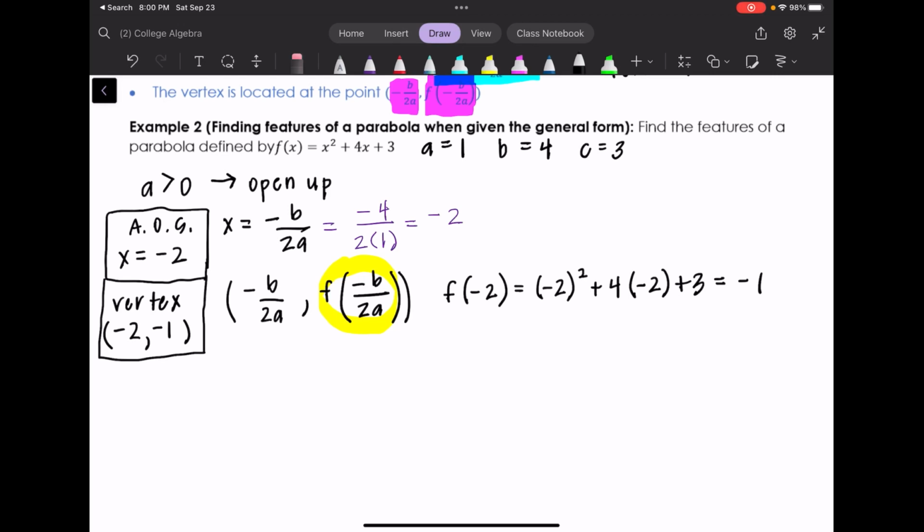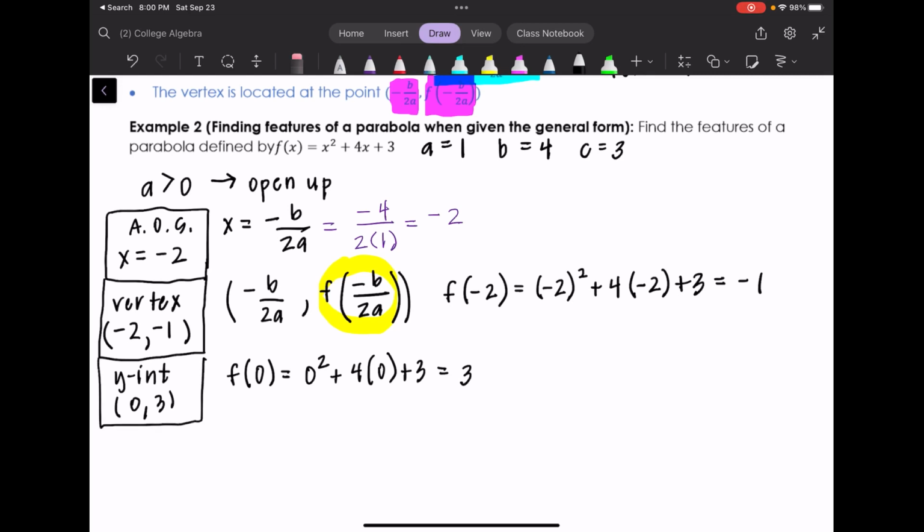And then the next thing we want is the y-intercept. Remember, to find the y-intercept, we plug in 0 for all the x's. So if we just find f of 0, we'll find our y-intercept. That'll be 0 squared plus 4 times 0 plus 3, which is just going to give us 3. The y-intercept is reported as a coordinate, so that's going to be (0, 3), and there's our y-intercept.